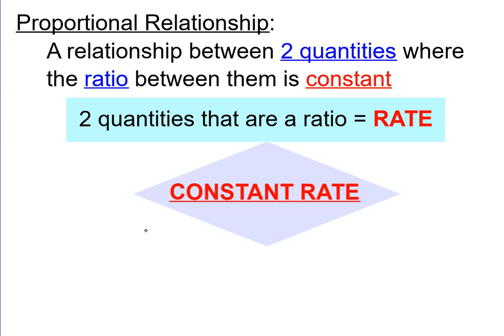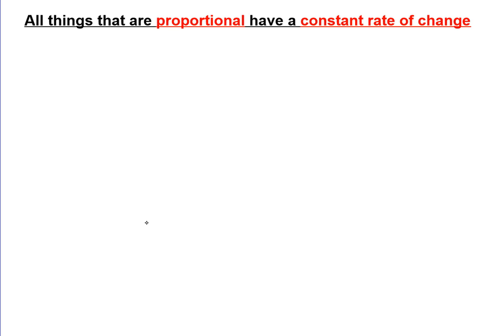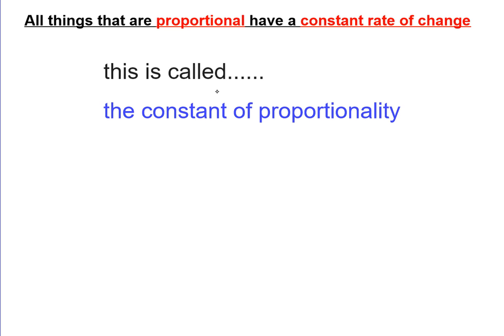Now, I'm going to tell you that it does not need to be a unit rate, but there are times when we do need to find that unit rate, but not all the time. So just keep that in the back of your mind. Let's continue talking about this a little bit and know that all things that are proportional have a constant rate of change. Now, this is the key thing here, because it will lead us into understanding that this constant rate of change is called the constant of proportionality. And in math, we use the letter K to show this constant.